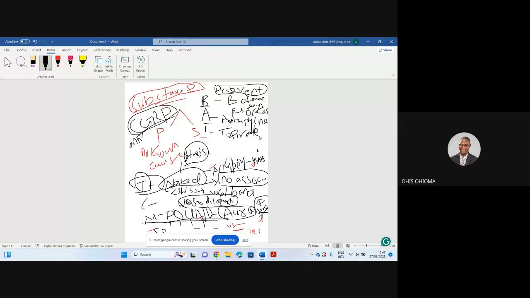But the most commonly tested drugs that are used in the prevention of migraine are the beta blockers, amitriptyline, and topiramate. These are the three common ones. The other ones are just addendums.